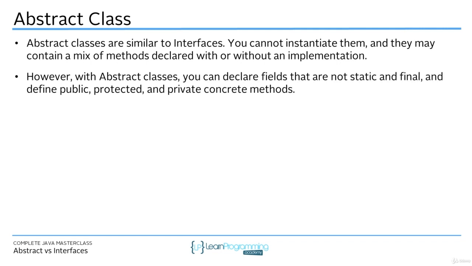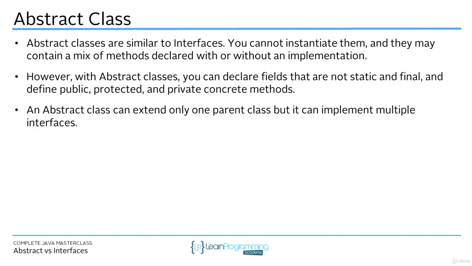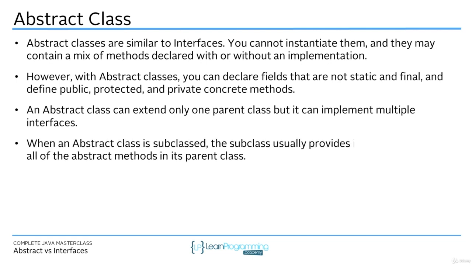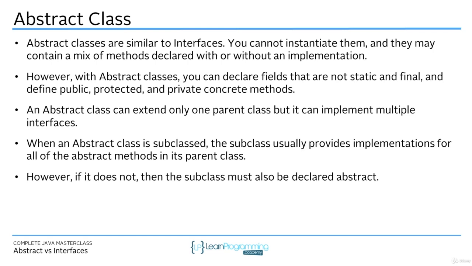However, with abstract classes, you can declare fields that are not static and final, and define public, protected, and private concrete methods. Now, an abstract class can extend only one parent class, however, it can implement multiple interfaces. Now, when an abstract class is subclassed, the subclass usually provides implementations for all of the abstract methods in its parent class. However, if it doesn't, then the subclass must also be declared abstract.